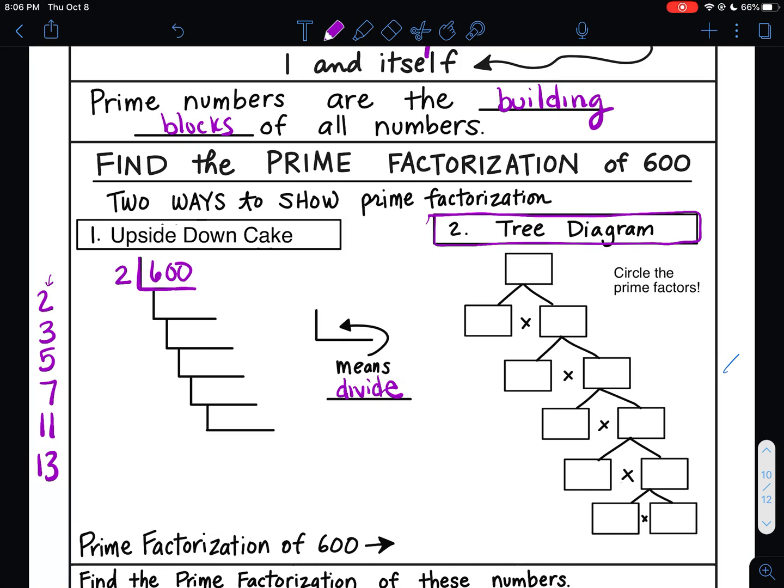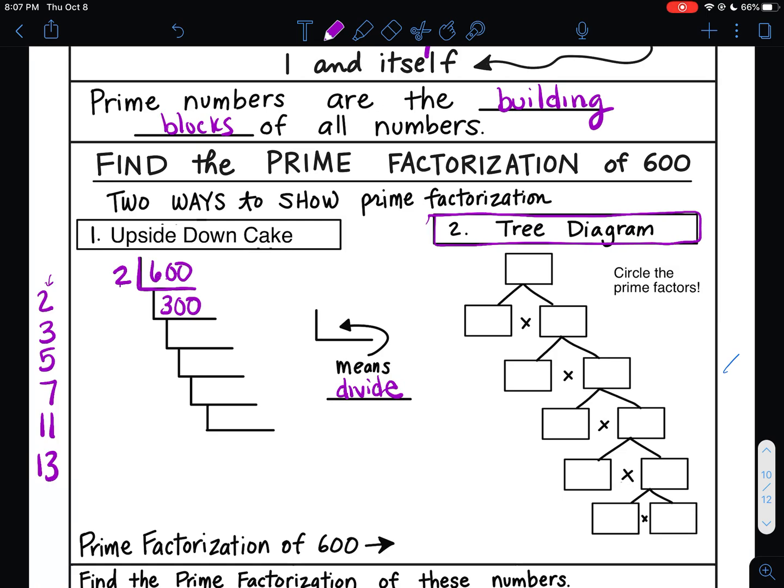So you always want to put the number you're dividing by on the outside of that layer. Notice it's kind of like a division sign, but it's a little upside down. So then that tells me I want to do 600 divided by 2 to get 300. So 300 would go in our next layer. And we're just going to keep dividing out prime numbers until we get to 1. So we can't divide anymore.